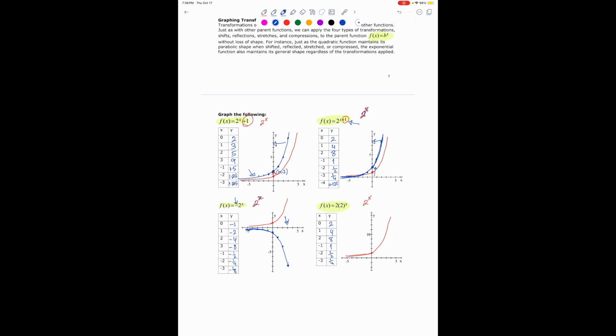I'm going to plot them. 0 and 2, 1 and 4. Okay, that is a different scale here, so let me change that to 5. Okay. I will need 1 and 4, so approximately here. And then 2 and 8 is approximately here. Negative 1 and 1. Negative 2 and 1/2. Negative 3 and 1/4. So here is the new graph, and it is vertically stretched by a factor of 2.